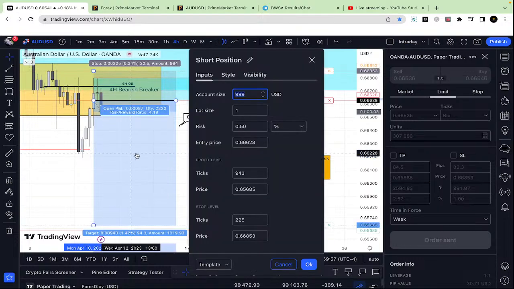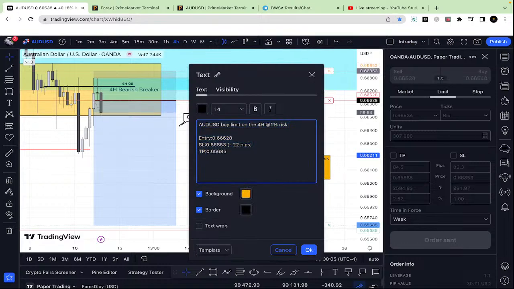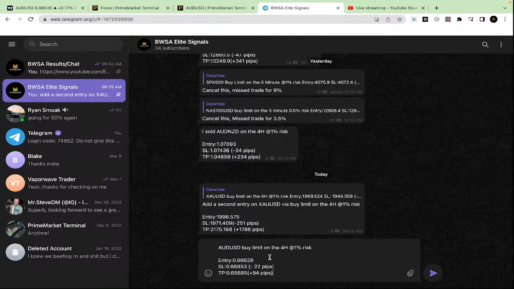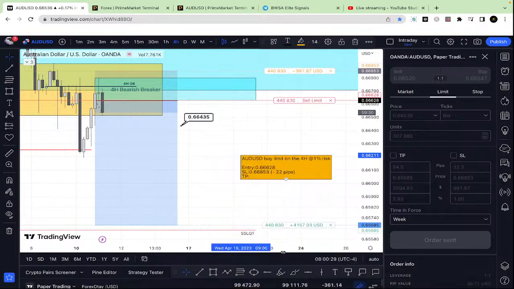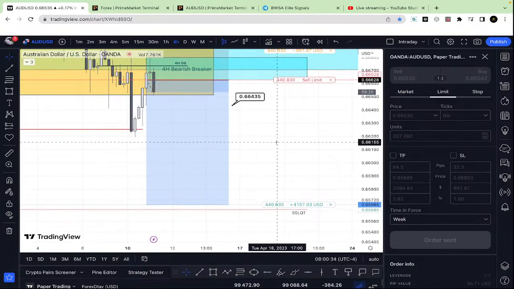And then this is going to be plus 94. All right, so we're going to copy and paste that and send that to the chat. Like I said, I do not advise taking this trade. Past profits do not indicate future gain. So this is just my analysis for what I am doing. Doesn't mean you have to do it.